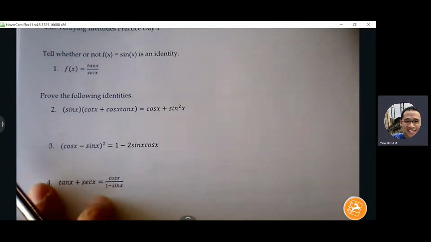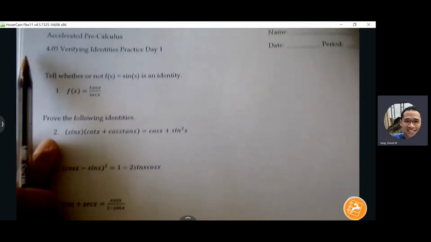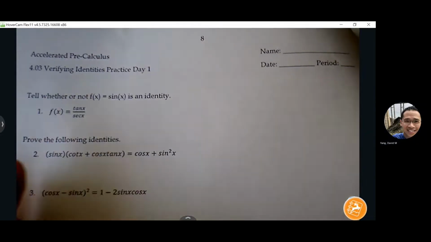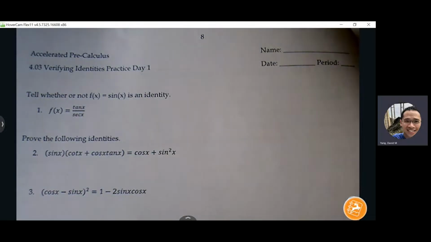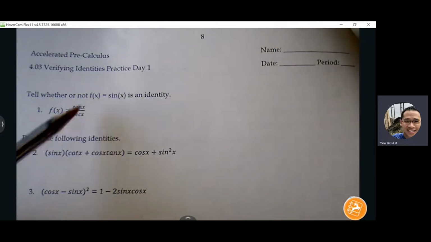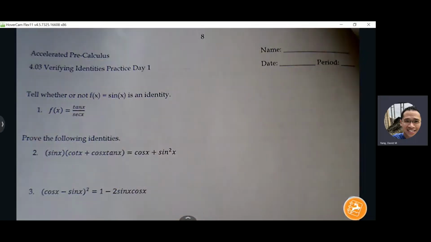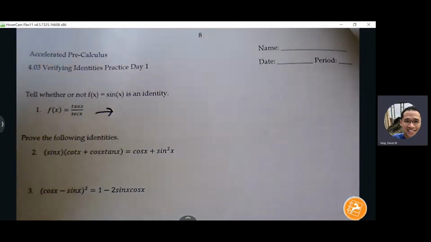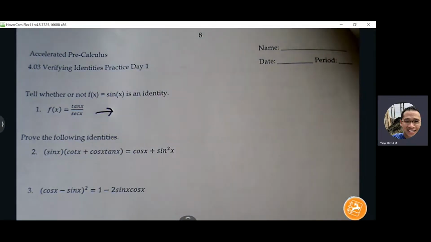Okay, so number 1, it says tell whether or not our function equals sine of x is an identity. So all we're trying to do is play with this to see if we can make this turn into sine of x. If we can make it turn into sine of x, then we know that the function is an identity. But if it doesn't, then we know it's not. Same thing that we did before. We're just trying to clean up that tangent and secant x to look like something else.